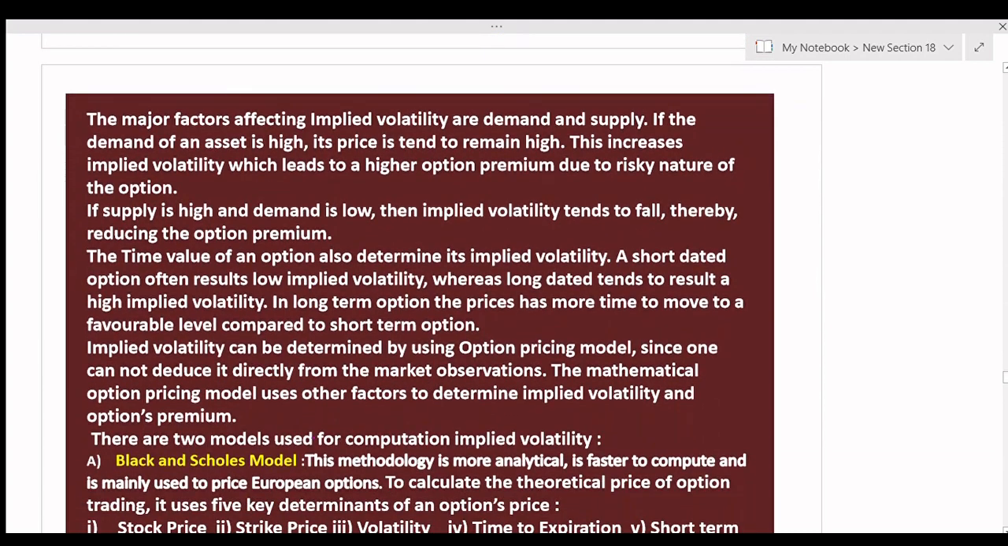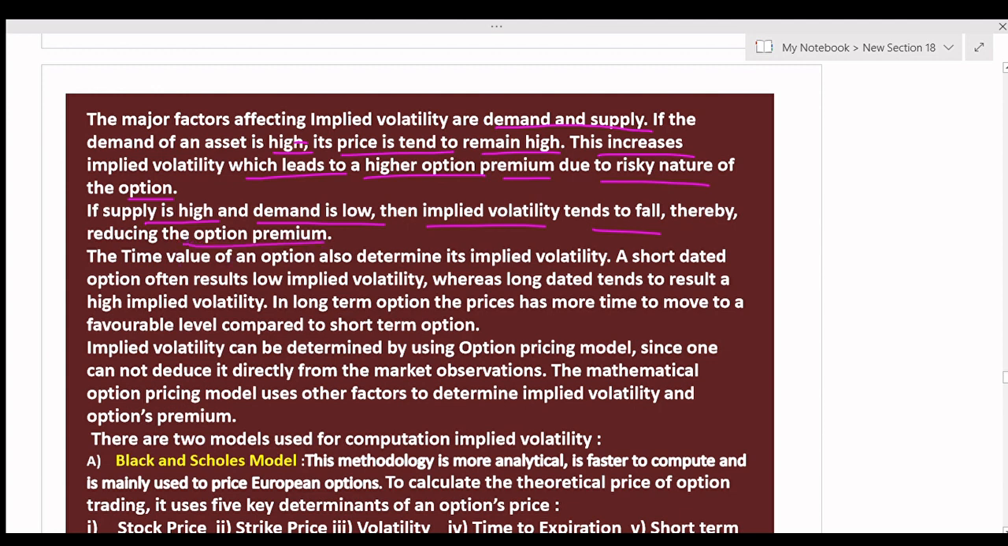Major factors affecting implied volatility are demand and supply. If the demand for an asset is high, its price tends to remain high. This increases implied volatility, which leads to a higher option premium due to the risky nature of the option. If supply is high and demand is low, then implied volatility tends to fall, thereby reducing the option premium.